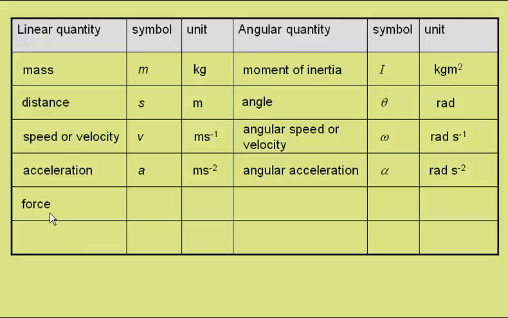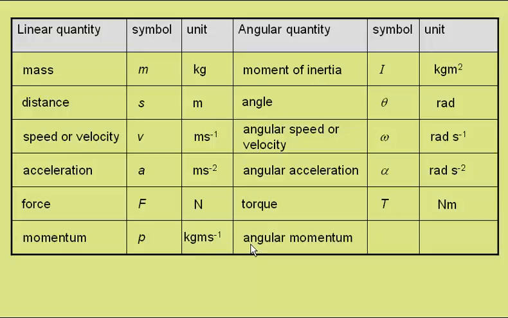The linear quantity of force is given the symbol F, and is measured in newtons. The angular equivalent would be torque, which, as we've seen, is given the symbol T, and is measured in newton meters. And finally, the linear quantity of momentum is given the symbol p and has units of kilogram meters per second. The angular quantity is angular momentum, given the symbol L and has the units of kilogram meters squared radians per second.